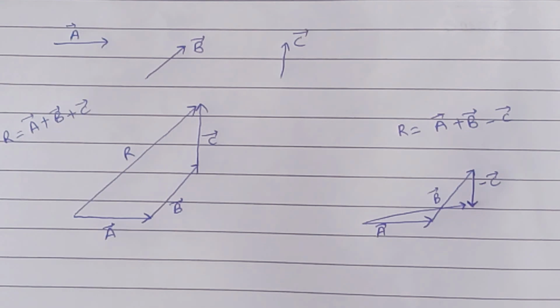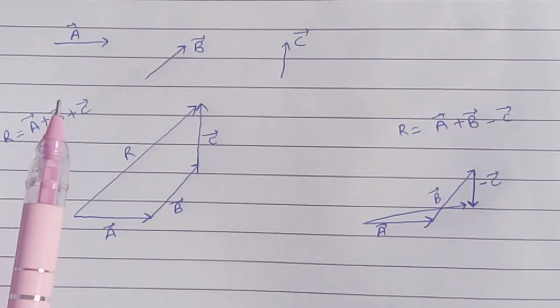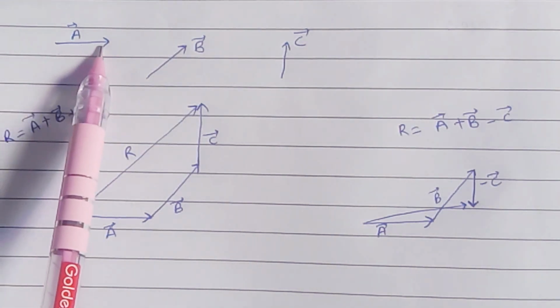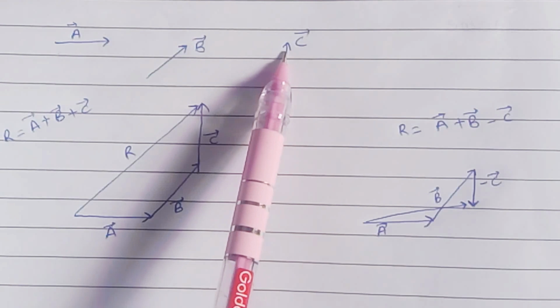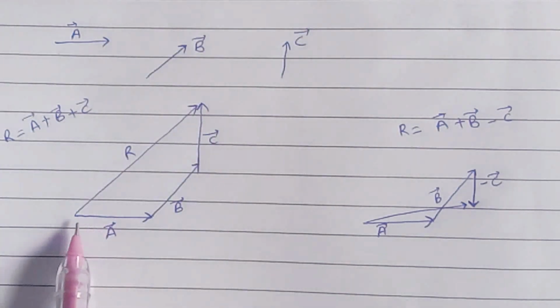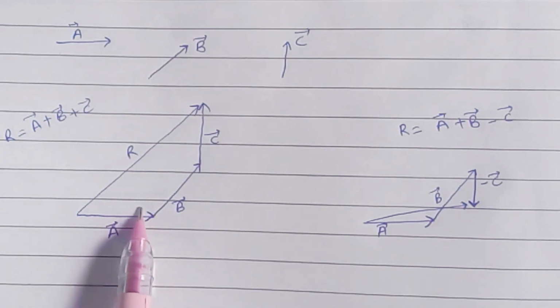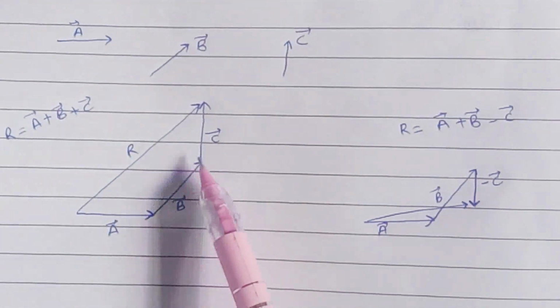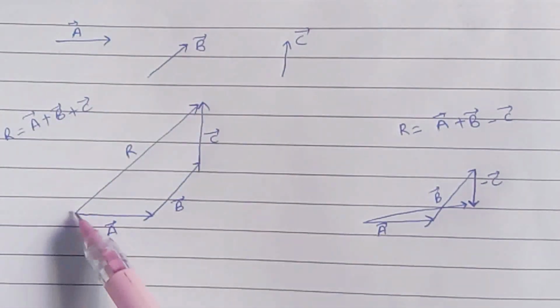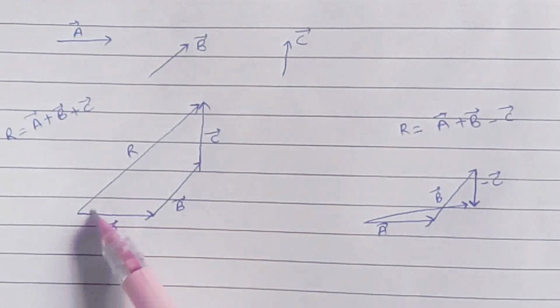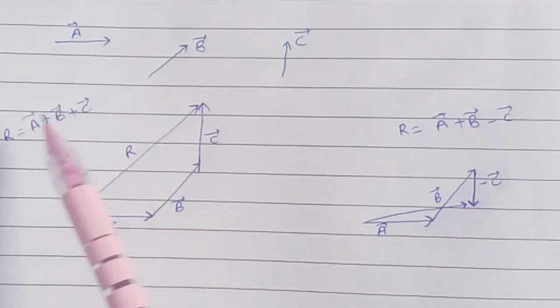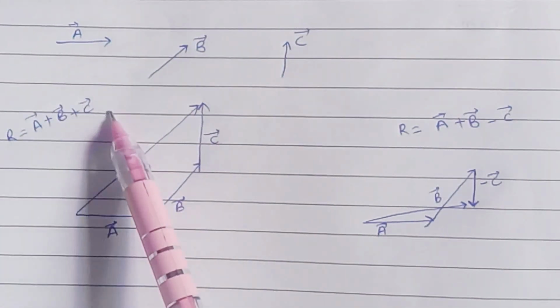So coming to the sum of three vectors, we are adding a vector plus b vector plus c vector, and these are the vectors given. A vector is like this, b vector is like this, c vector is like this. So this is the resultant vector which connects the initial point to the final point. This is r equals a plus b plus c.